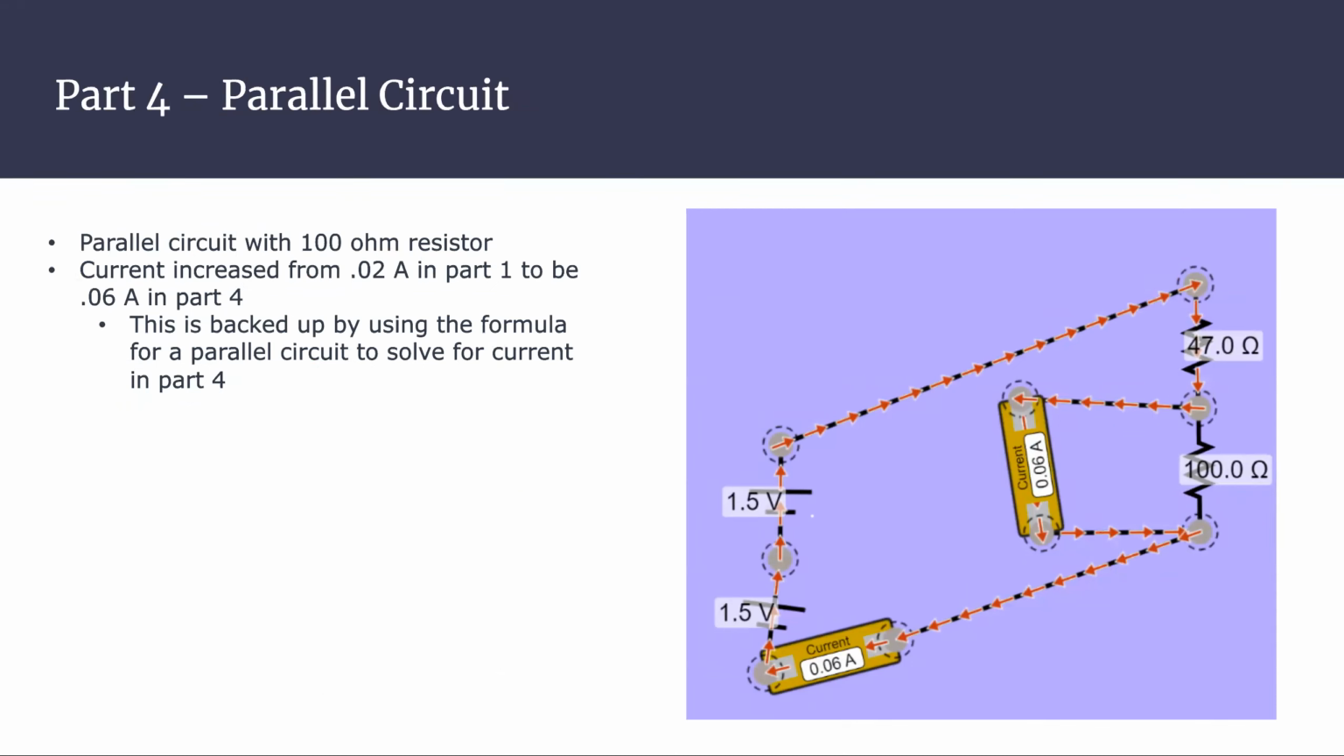Part 4, parallel circuit. Parallel circuit with a 100 ohm resistor. Current increased from 0.02 in part 1 to 0.06 in part 4. This is backed up by using the formula for a parallel circuit to solve for current in part 4. And this makes sense because of just understanding how series work in parallel, and how that's different.